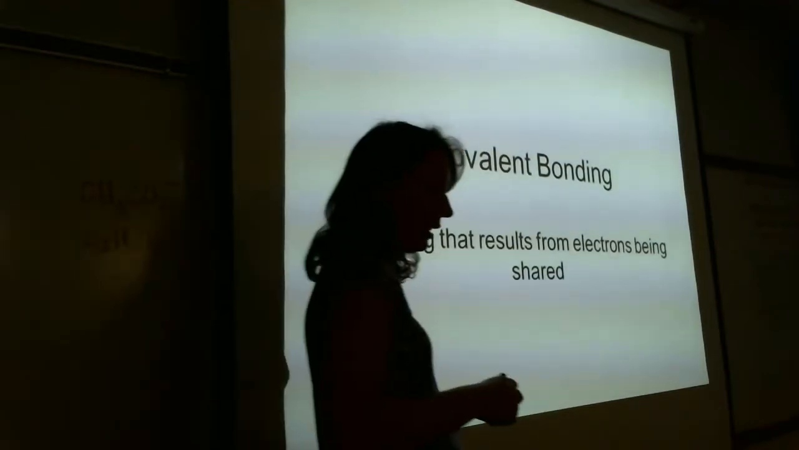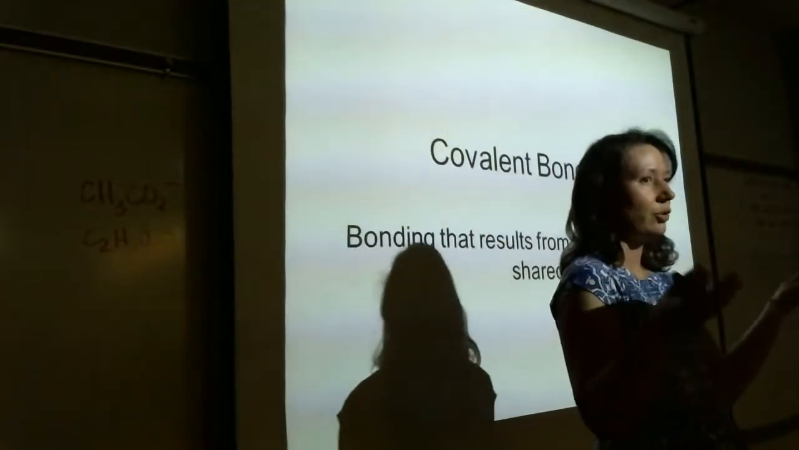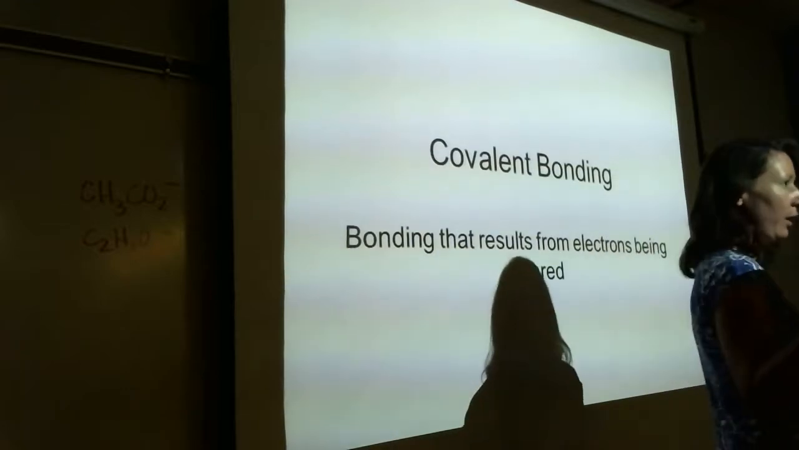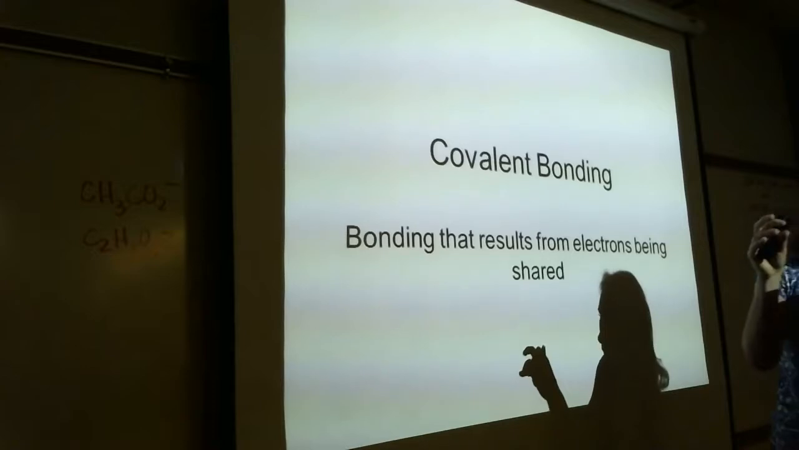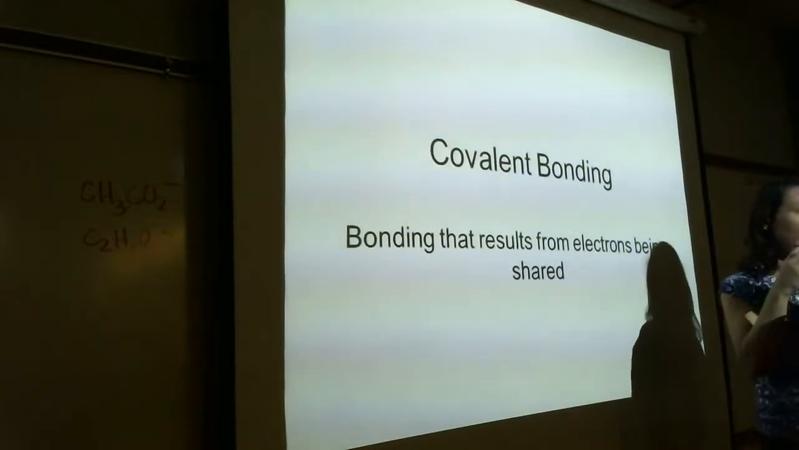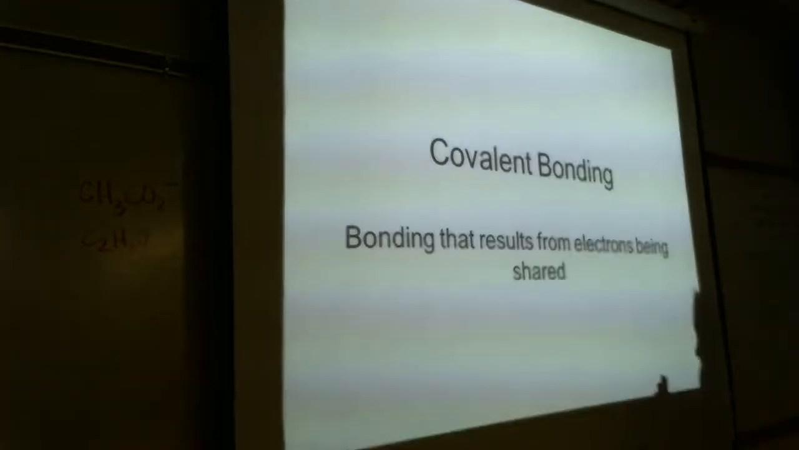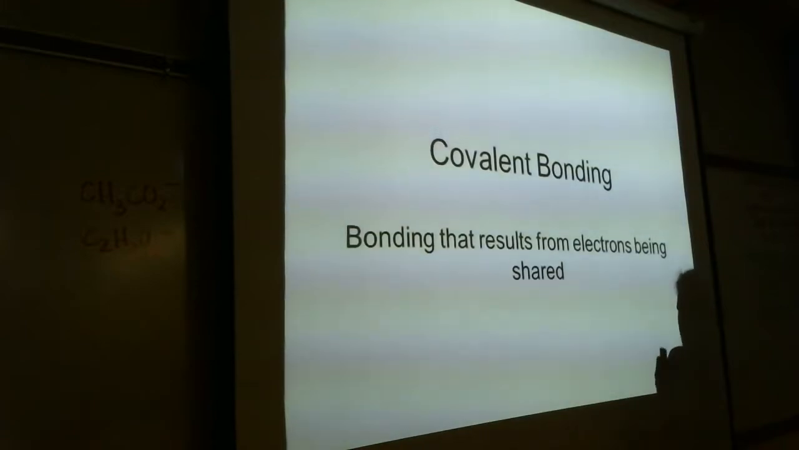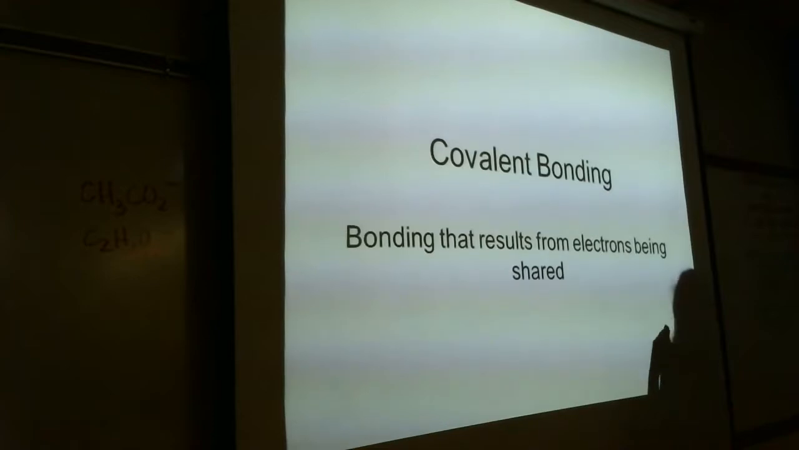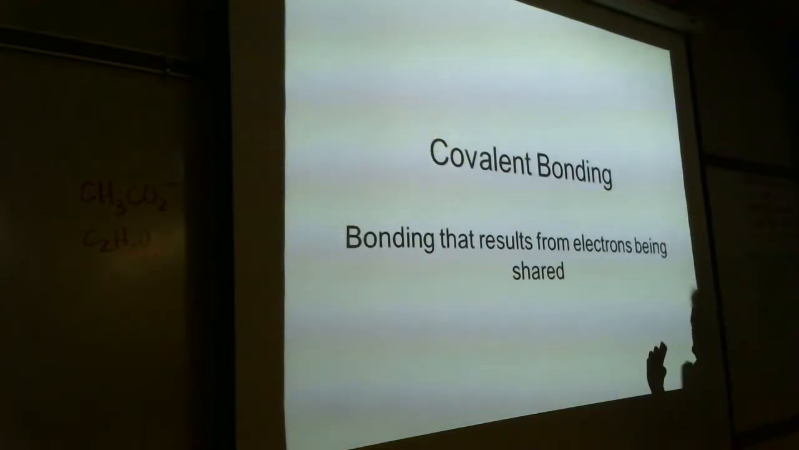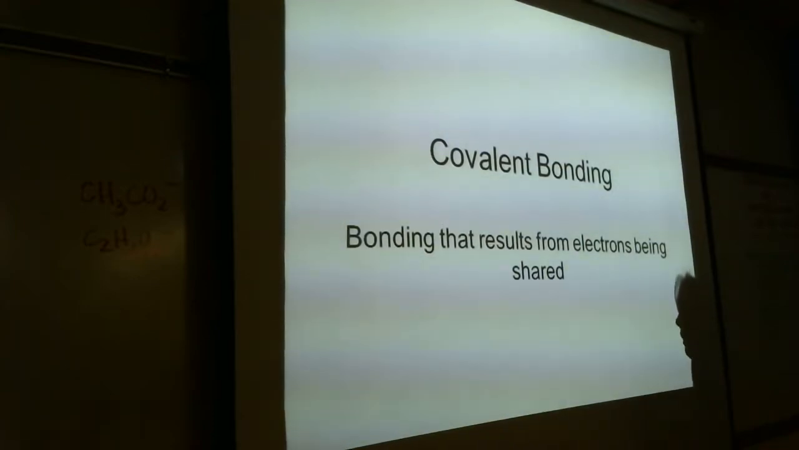In ionic bonding, one atom loses an electron and becomes a cation, and the other one gains an electron and becomes an anion, right? So we've got a positive and a negative. There's an extremely strong electrostatic force of attraction right there. You can think of it as the cation donating the electron almost. It's a very, very strong bond between that cation and that anion. We call that an ionic bond.